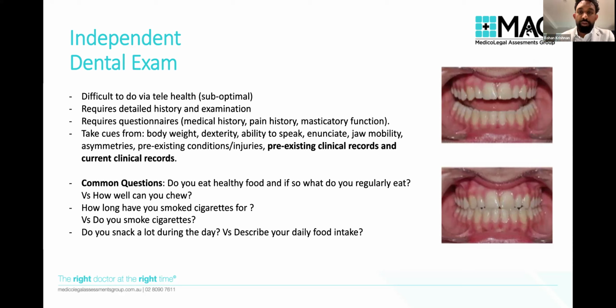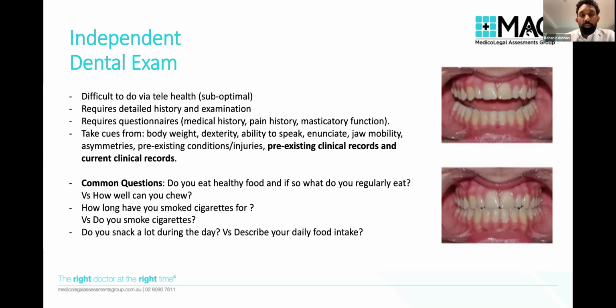That is a pet topic of mine, and I lecture at 2 universities and work in multidisciplinary teams to manage jaw conditions. So that's maybe a lecture for another time, but pre-existing records and clinical records really are quite important for us to be able to make an accurate diagnosis and also determine causation.